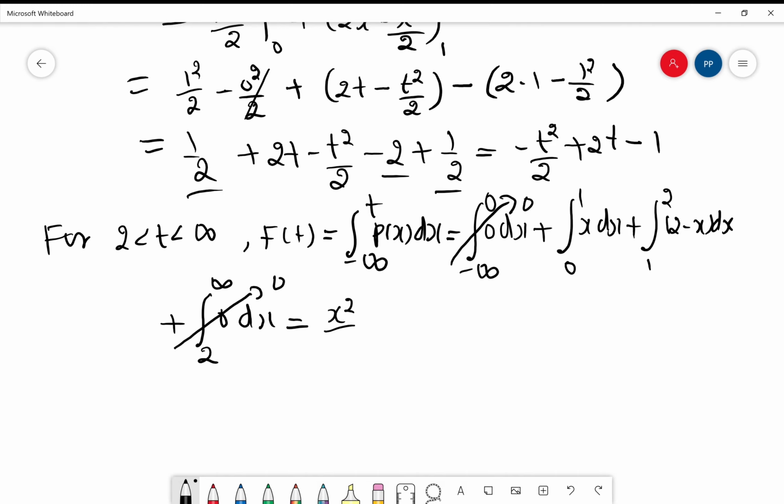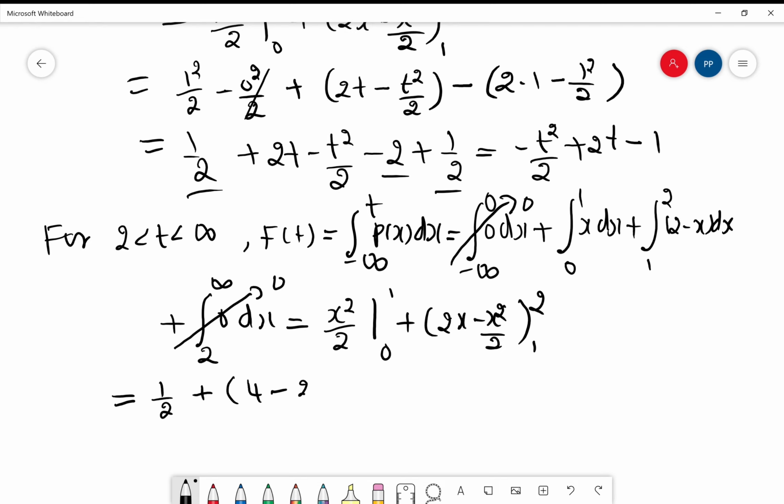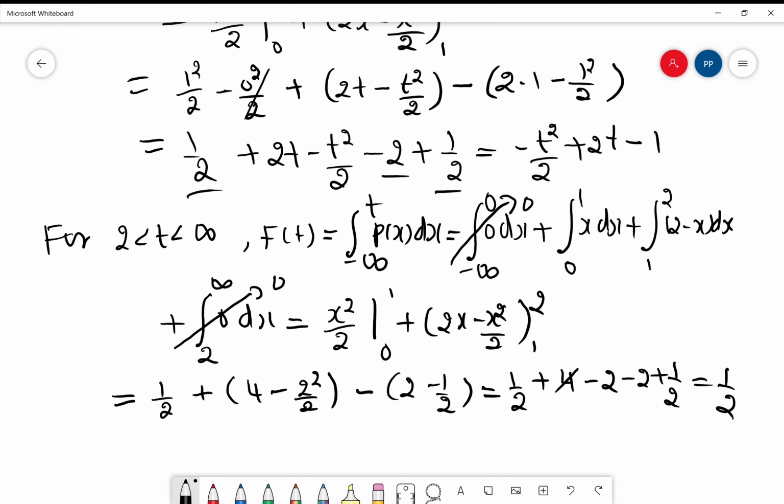For the remaining integrals, if you integrate, you are getting x squared by 2 between limits 0 and 1, plus 2x minus x squared by 2 between limits 1 and 2. Now taking limits, we get 1 by 2 plus 4 minus 2 squared by 2 minus 2 minus half, which simplifies to 1 by 2 plus 4 minus 2 minus 2 plus half, which is equal to 1. 4 minus 4 cancels, half plus half is equal to 1.